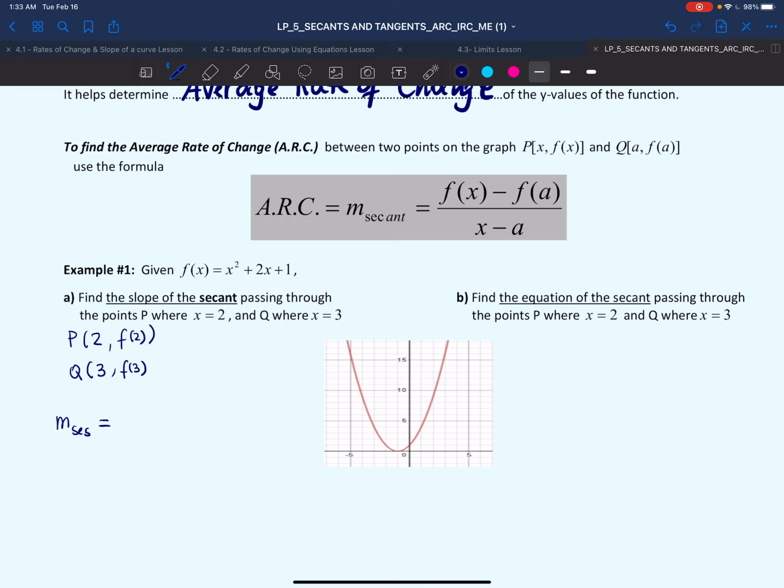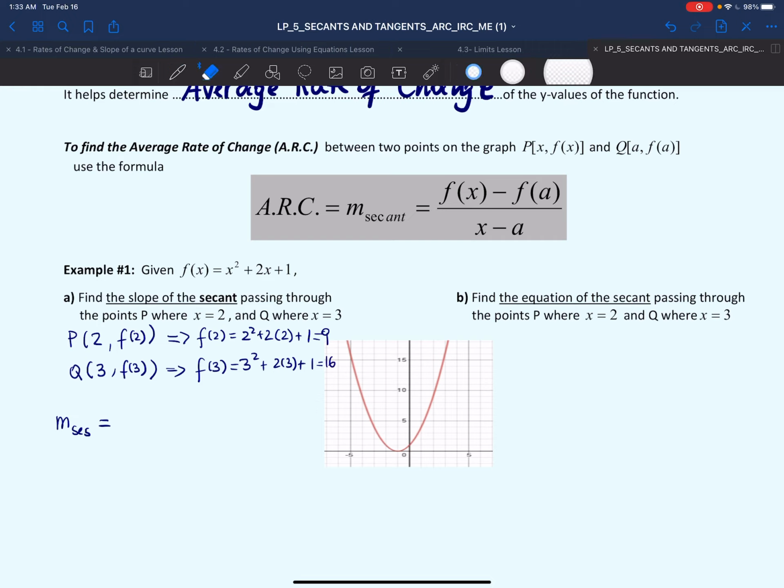So we're going to say that point P will have coordinates 2, f of 2, and point Q, 3, f of 3. By direct substitution of 2 into the equation of the function, we will get that f of 2 equals 2 squared plus 2 times 2 plus 1. So that would be 4 plus 4 plus 1, 9. Similar to this, we have f of 3 equal to 3 squared plus 2 times 3 plus 1, which is 9 plus 6 plus 1, or 16.